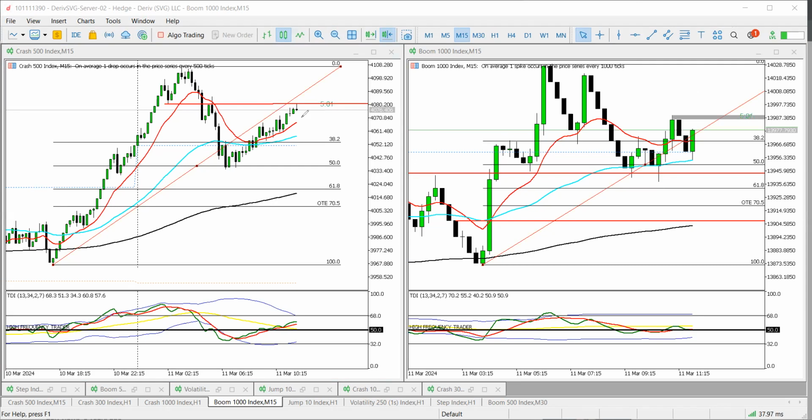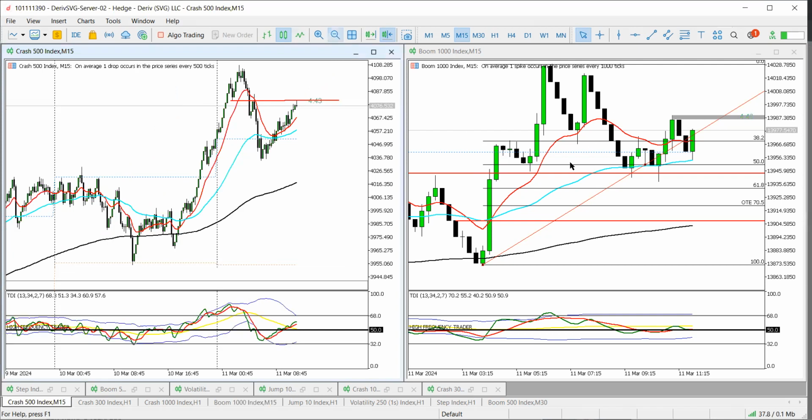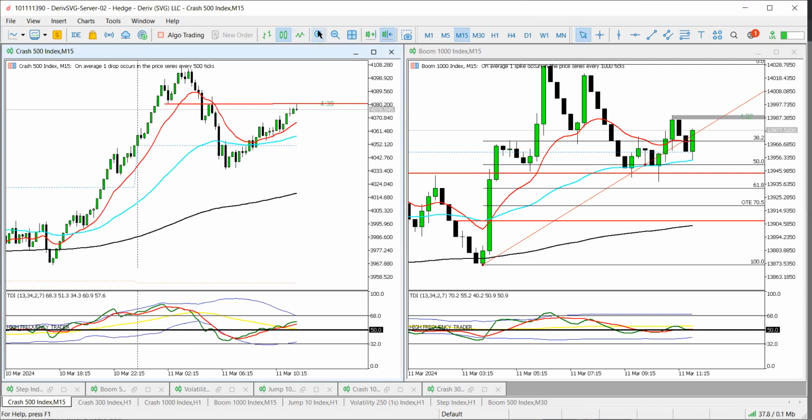For C5, I'm looking for price to actually move away from this area. Then I'll look for a retest of the order block, then I'll sell. So those are my two setups for the day. And if I have any other views, I'll let you know. But for now, these are the only assets I'm looking at.